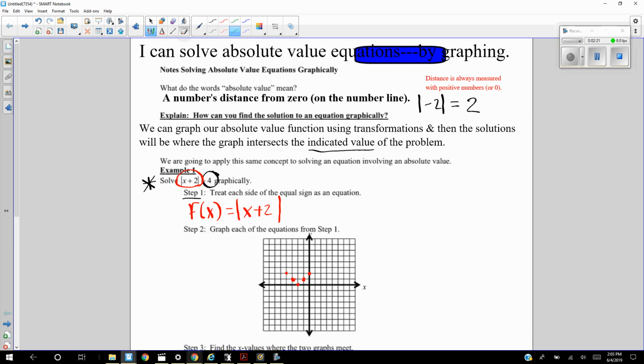And then I'm going to take the other side of the function, which we've already circled as a 4, and I'm going to treat that as its own separate function. That's our indicated value. So we're going to set this function equal to 4. So f of x equals 4 is just a horizontal line where the y coordinate is always 4. We can graph as many or as few as 2 points.